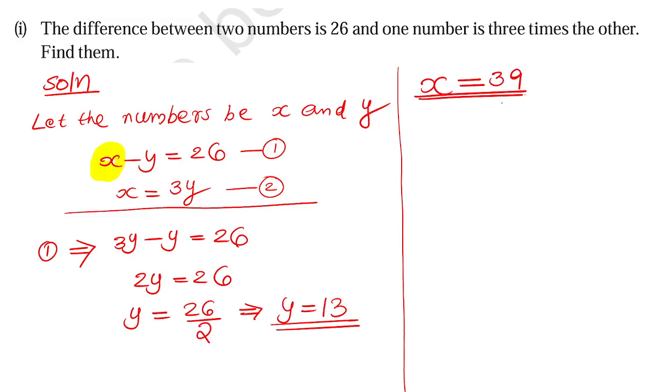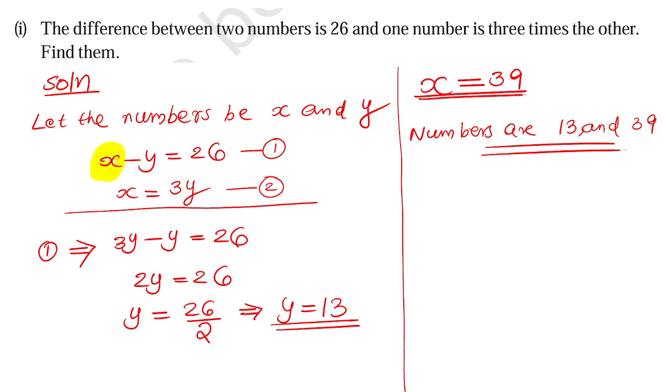x equal to 3y, 39. Don't stop here. After that, you have to write the conclusion. The numbers are 13 and 39. The order is not important. These are the two numbers, 13 and 39.